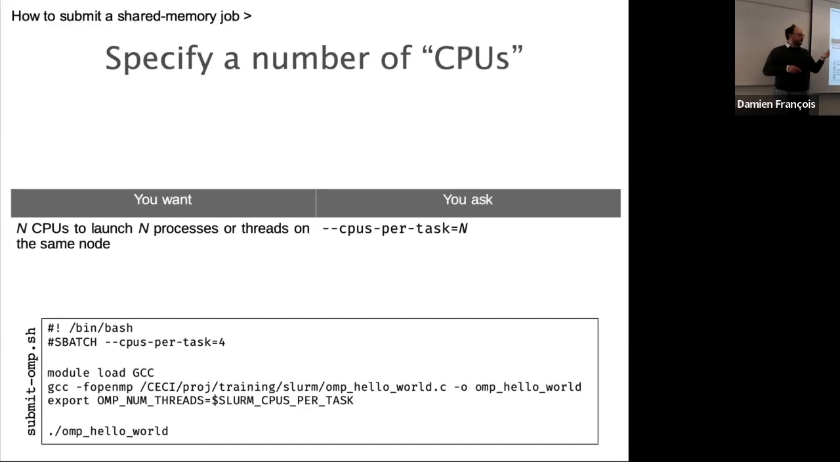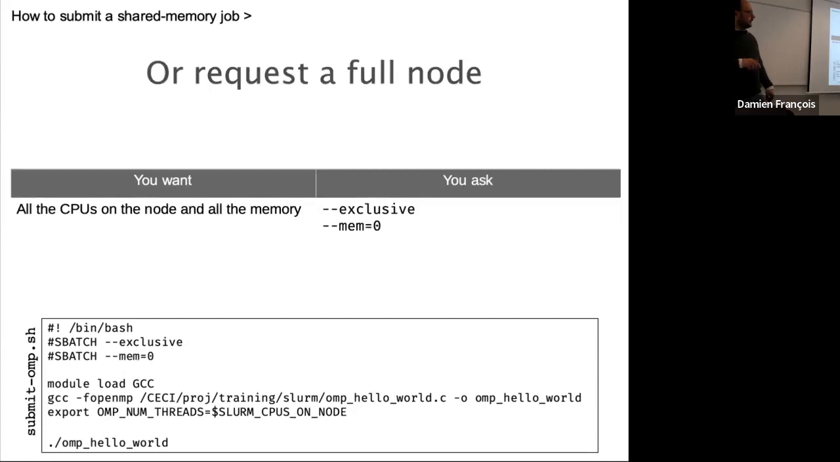If you ask for 4 tasks and 1 CPU per task implicitly, then you can get 4 CPUs on 4 nodes, or you can get 4 CPUs on 1 node, or 1 CPU on 4 nodes, or 2 CPUs on 1 node and 1 CPU on 2 nodes, or any combination. Here, because it's meant for programs that are not able to run on multiple nodes, you will get all the allocation on the same node. Here again, you can use --exclusive to request a full node.